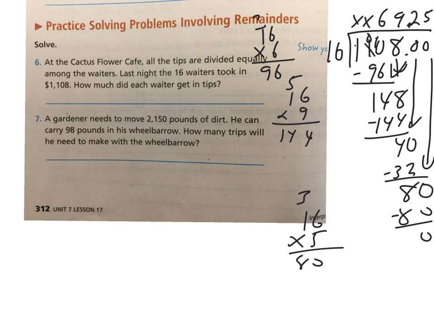So we've got $69, each waiter will get $69.25. Perfect. All right, number 7.